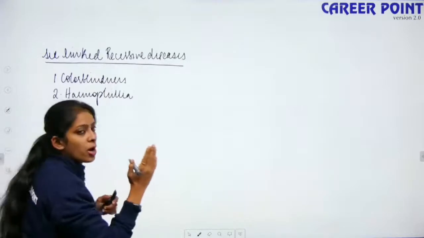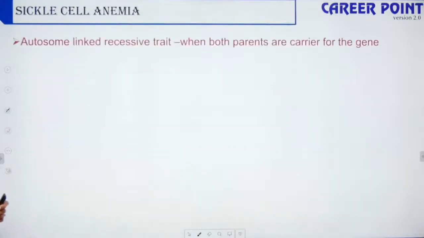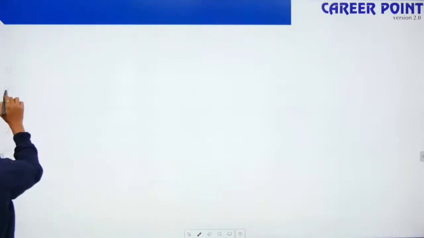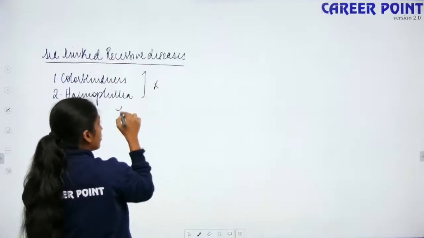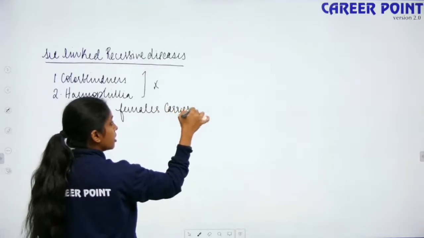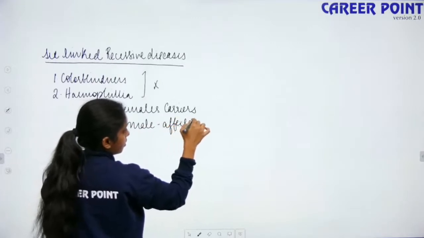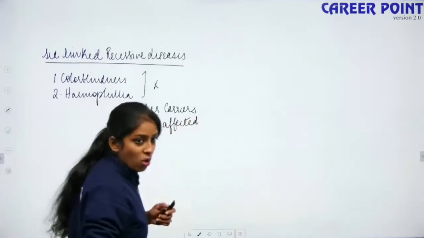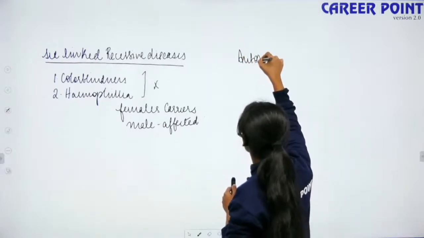Right? Now we are moving into the next part of the disease. What is the next part of the disease? Sickle cell anemia. It is an autosome-linked recessive disease. For all these cases, we had a mutation in the X chromosome. Here the females were only carriers and the male progeny was affected. But now we are moving into the next category of autosomal diseases.